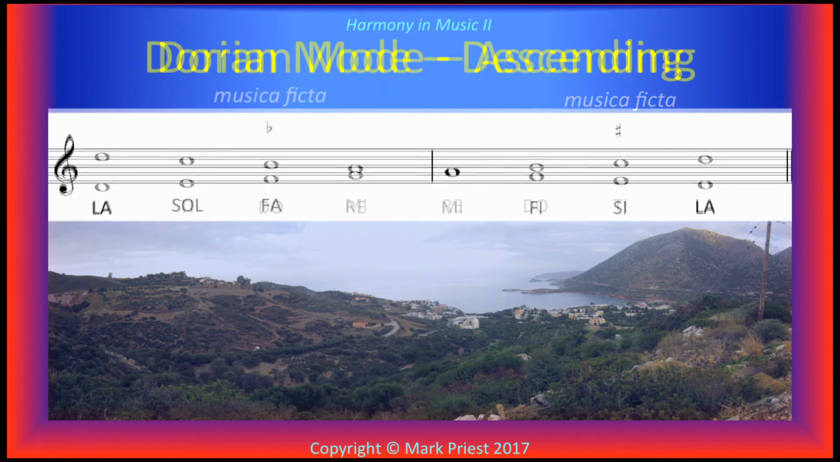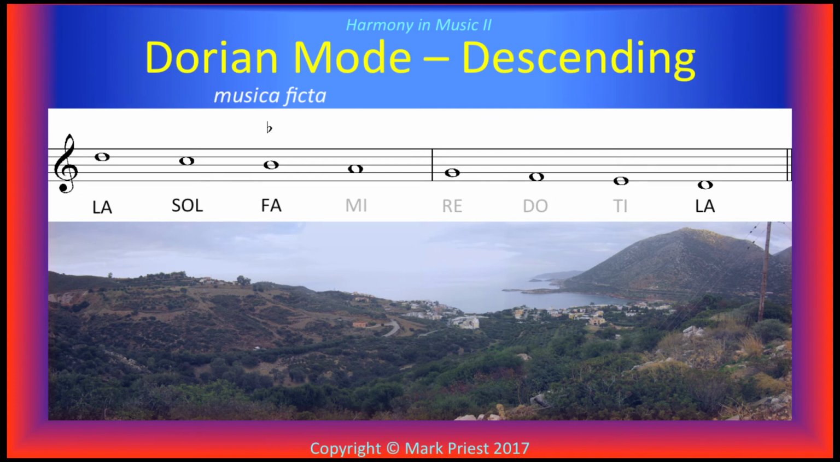For a descending line, the sixth degree note B can be and often is lowered a chromatic semitone to B flat. This is much like the natural or descending version of the melodic minor scale. The final D is the La, C is Sol, and B flat is Fa. La, Sol, Fa, Mi, Re, Do, Ti, La, descending.